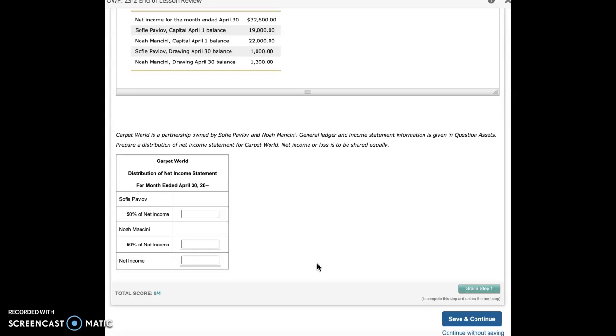So prepare the distribution of net income. And so first we just need to know what our net income is. So I'm going to go ahead and plug that in here at the bottom. So 32,600. And then since they're both 50-50 partners, this is pretty easy. All we have to do is just divide that number by 2. And each of them will get that same amount. So for Sophie, 16,300, and the same thing for Noah.